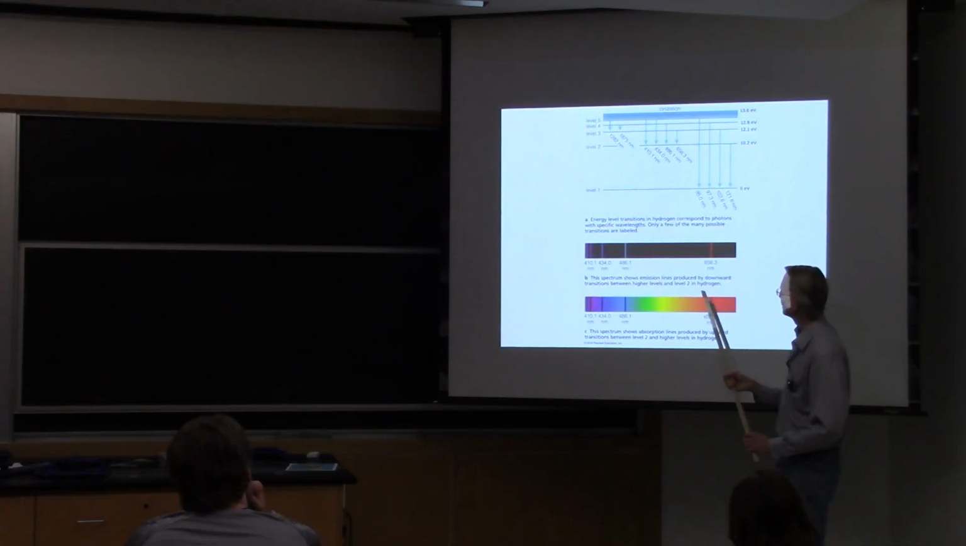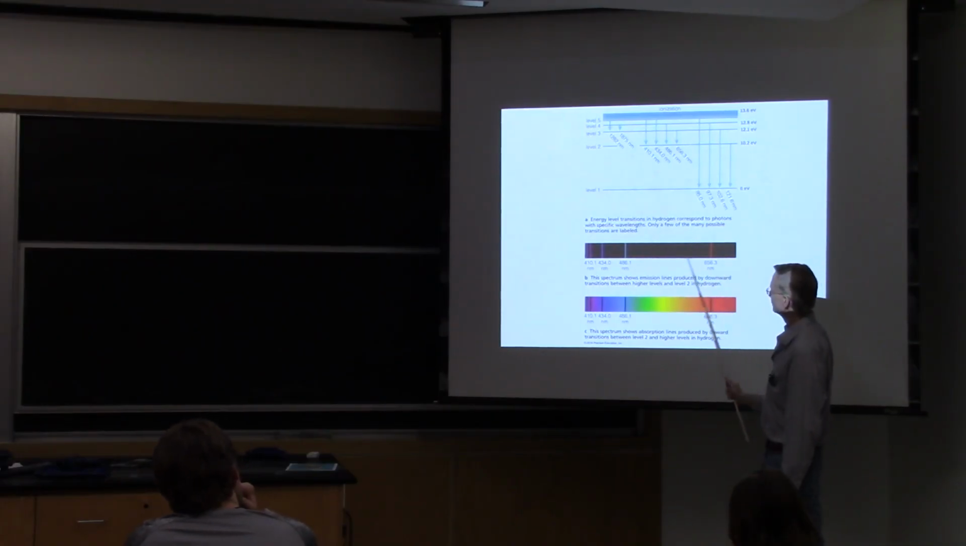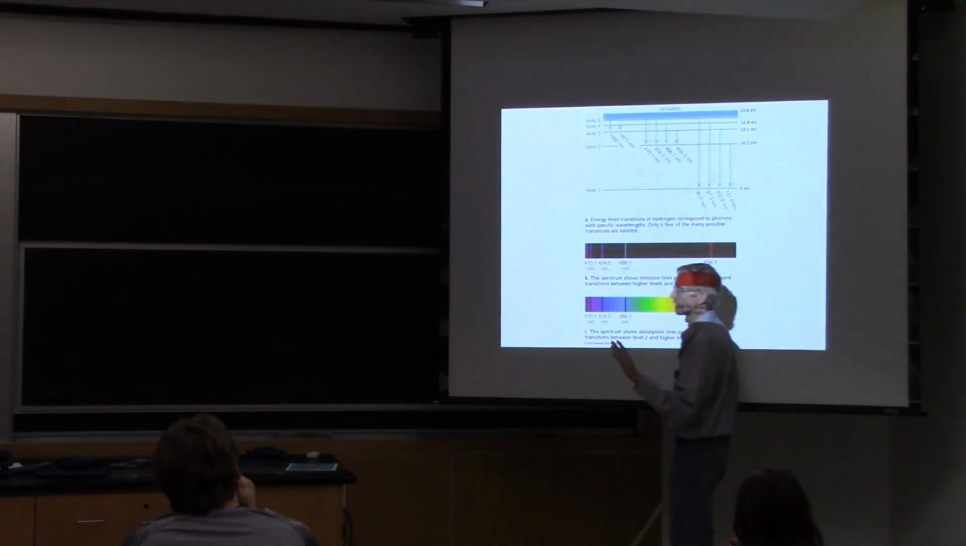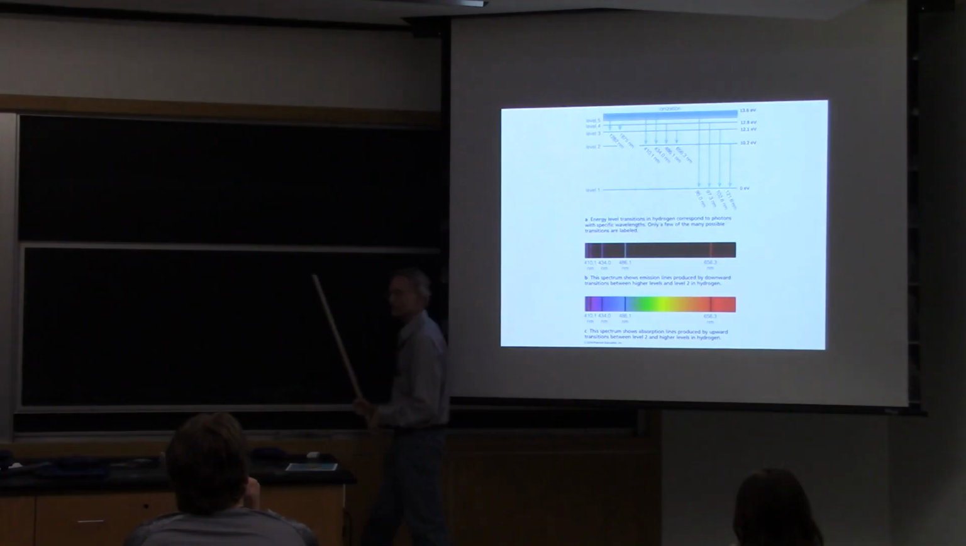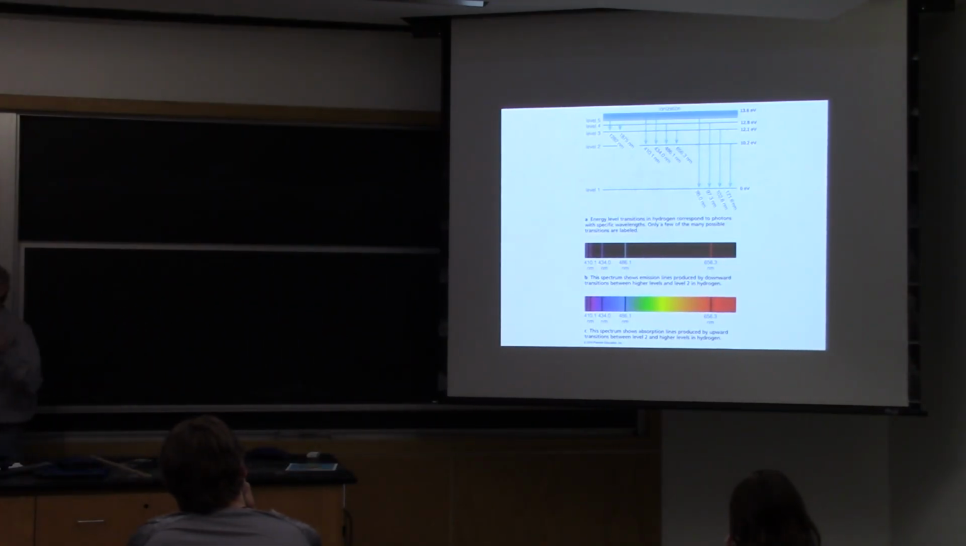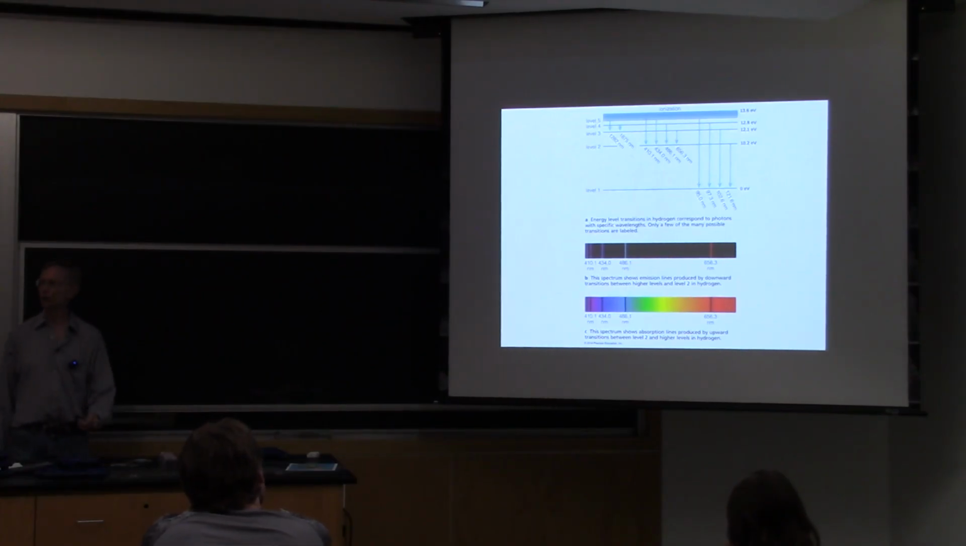So anyway, those are the Balmer series lines. They are 3 to 2, 4 to 2, 5 to 2 transitions in hydrogen. Those are the visible spectral lines of hydrogen. Can't emphasize that enough. The visible spectral lines of hydrogen are the Balmer series spectral lines.